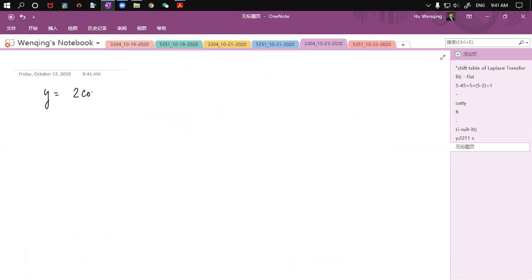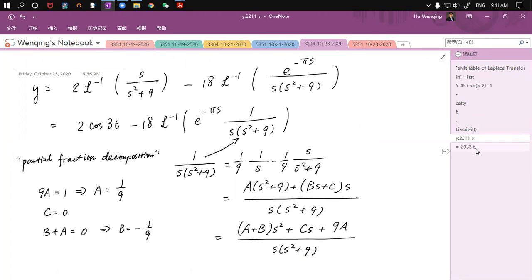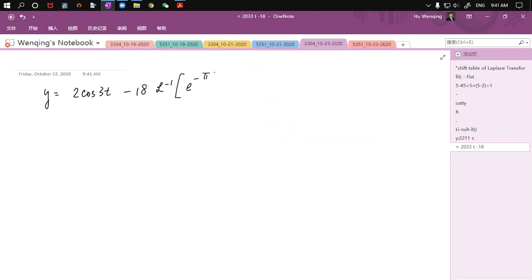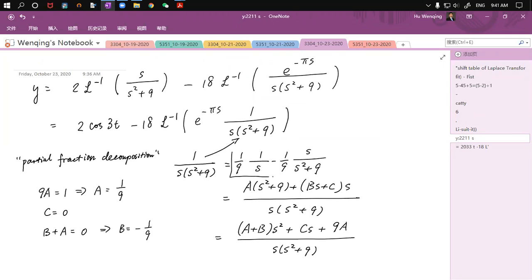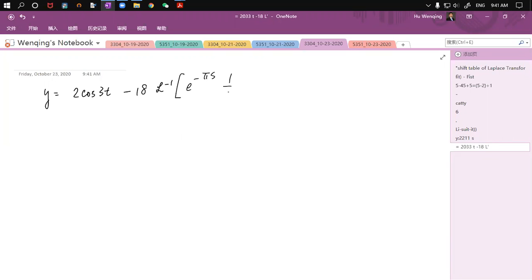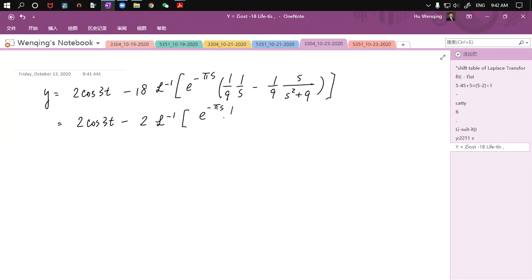that I'm going to have y is 2 cosine of 3t, which I have already calculated, and then minus the 18 of the inverse Laplace transform of e power minus pi s, and then this whole thing is replaced by this. Is that good, family? So that's replaced by 1/9 of 1/s minus 1/9 of s over s squared plus 9. You're going to have this. Is that good, family? Okay, so you do some calculations. Let's say we simplify the formula. So that's 2 cosine of 3t minus 18/9, which is 2, times the inverse Laplace transform of e power minus pi s times 1/s minus e power minus pi s times s over s squared plus 9. So that's going to be the scenario. Is that good, family?